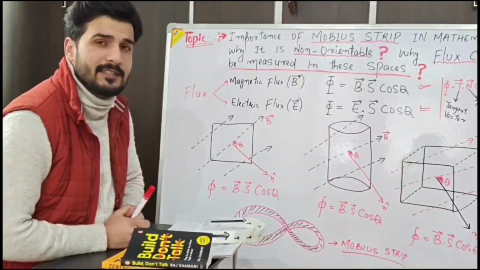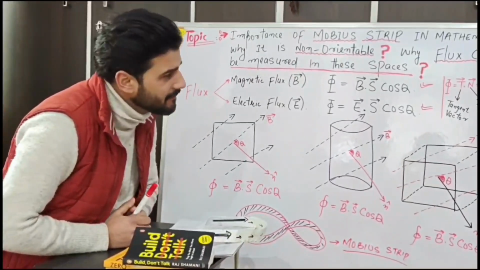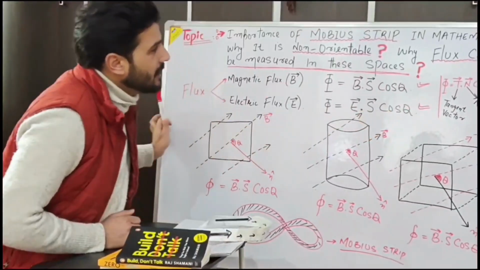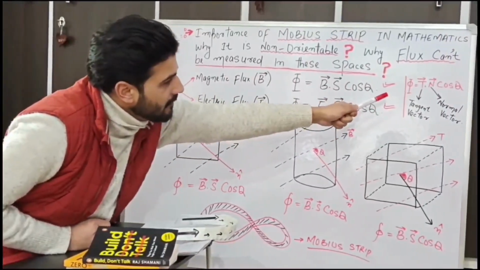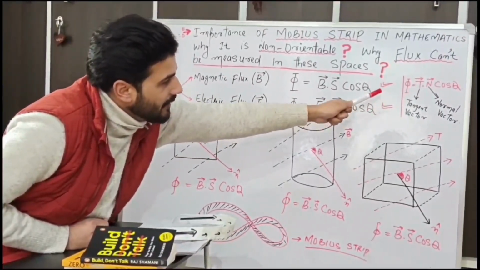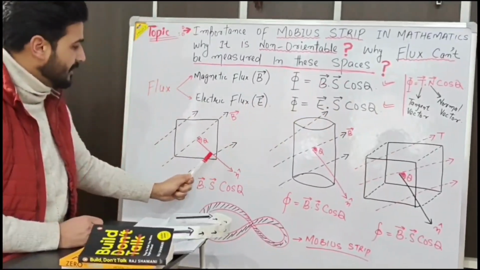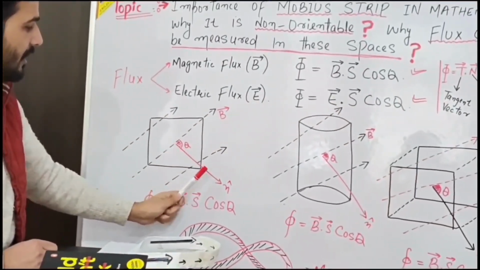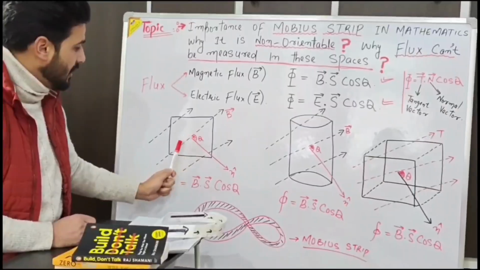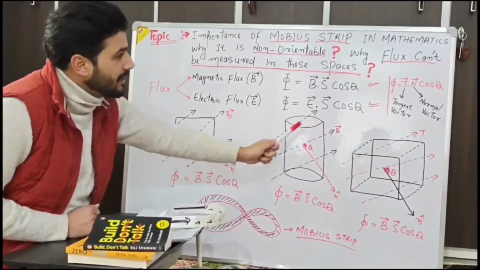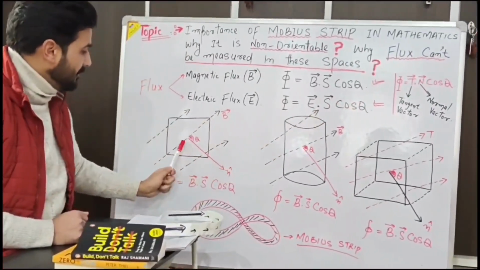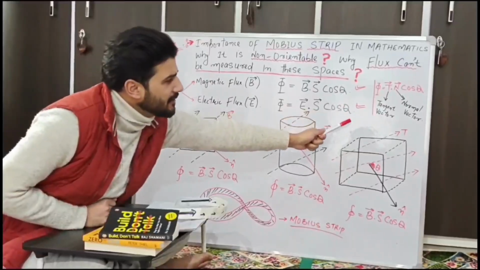How is my task fundamental? I simply write that phi equals T dot N cos theta, where T is the tangent vector, which is tangent to the surface, and N is the normal vector. I have to deal with the tangent vector and the normal vector.